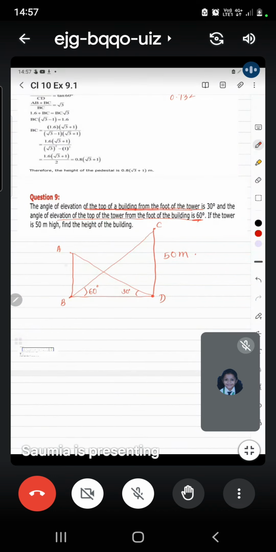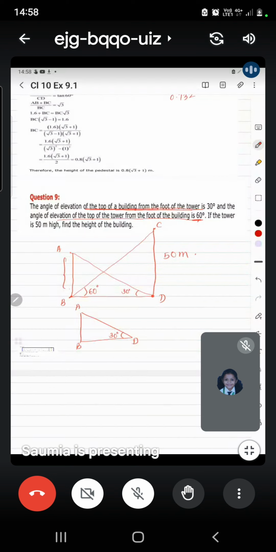I want AB, the height of the building. So naturally, I'm going to make use of a right angle triangle. But look at this right angle triangle. I don't know anything, just one angle. I should know one angle and one side, but I know only one angle. So this right angle triangle is of no use to me at all.